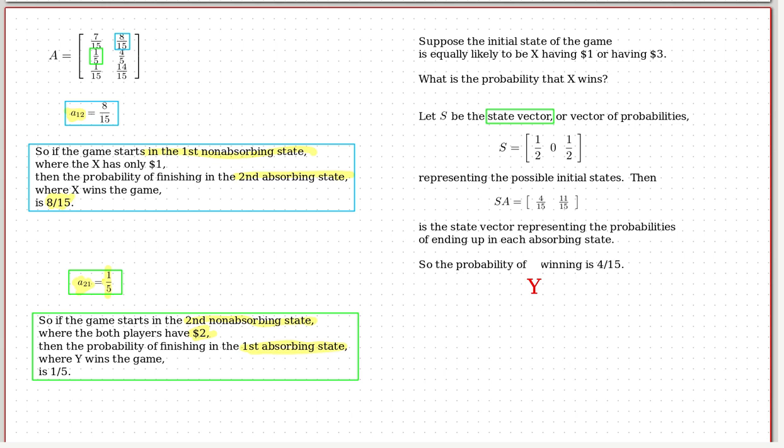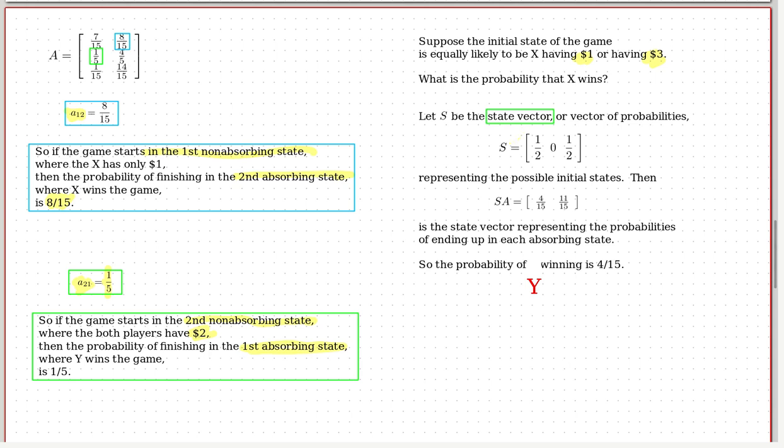Just to make things slightly more complicated, suppose we're not sure what state we're going to start in. Suppose, for example, we're either going to start with player X having $1 or player X having $3. So we're either going to start in state 1 or state 3, and they're both equally likely, right? Kind of a weird situation, but maybe you flip a coin to determine what state you're going to start in. Okay. Under those circumstances, what's the probability that player X wins? So it's actually quite simple now.